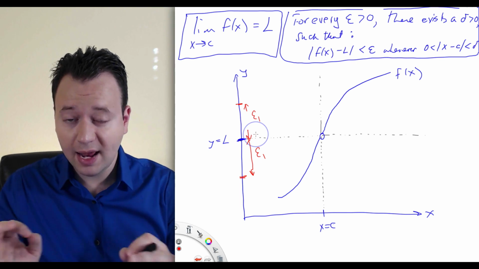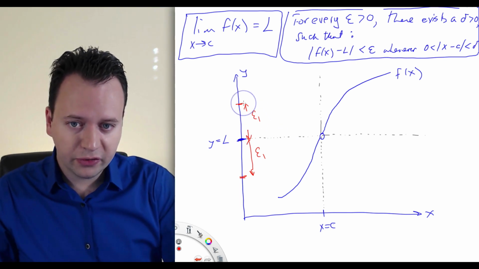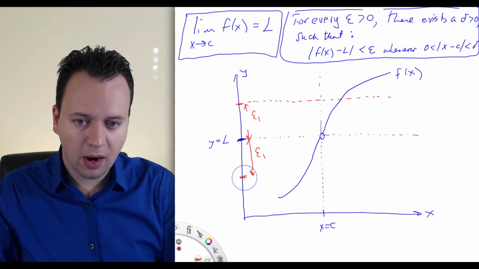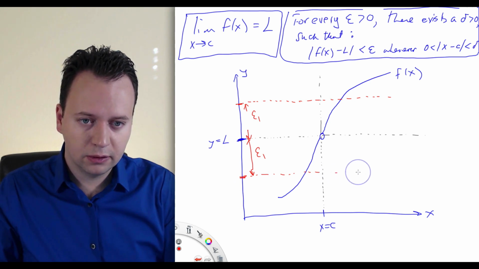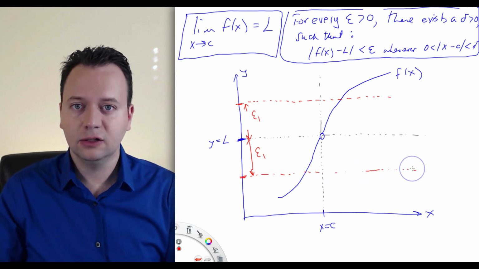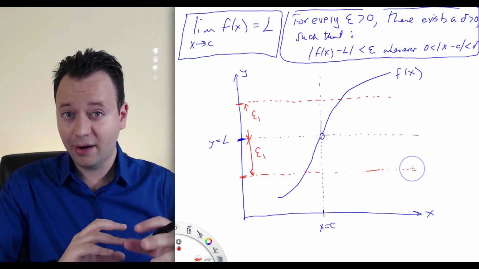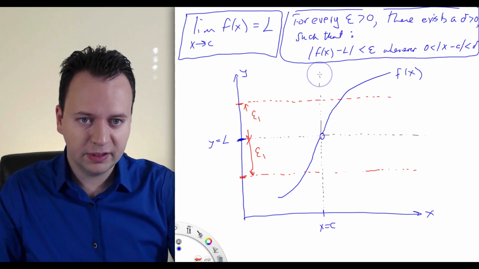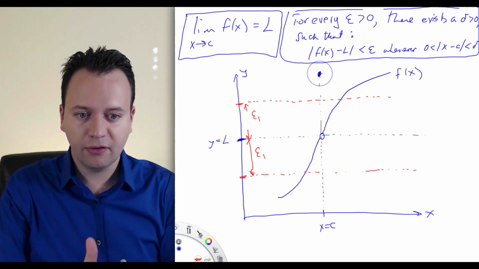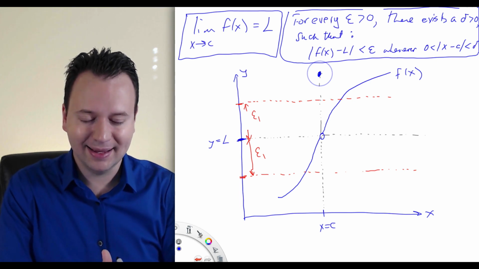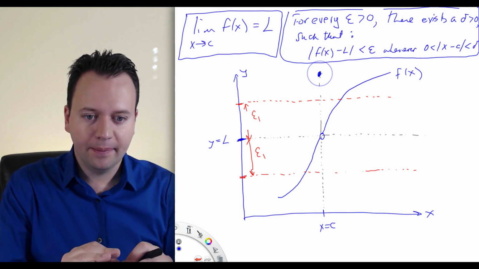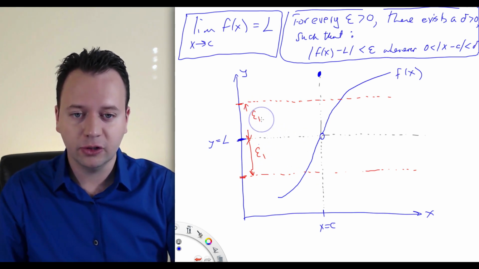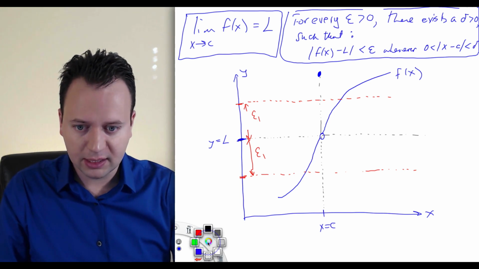And remember, this works for any value of epsilon. Then there's going to be some horizontal tube around y equals L, just like this. And this says that as long as x is close enough to c without actually equaling c, because f of c might be defined, f of c could be outside of all of these tubes. So we never care about what's actually happening at the point c. But as long as x is close enough to c, the y values will all be within this epsilon tube.